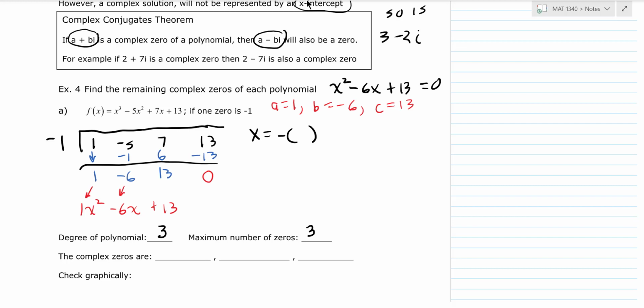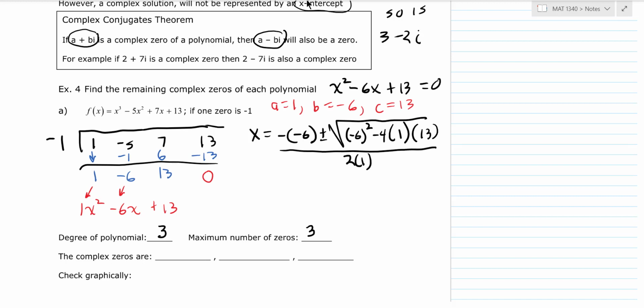So we're going to have -b, b is -6, plus or minus the square root of b squared. So that would be -6 squared, minus 4 times a, which is 1, times c, which is 13, and then all over 2a, or 2 times 1, like that. Okay, so you want to make sure you get everything in the quadratic formula very carefully. Be aware with the -b part. A negative is going to make that a +6. So let's crunch this out and see what we get. We get +6 plus or minus the square root.